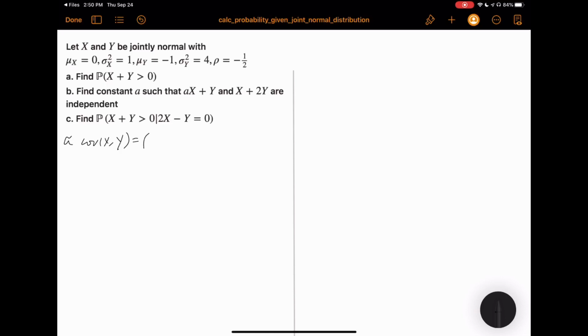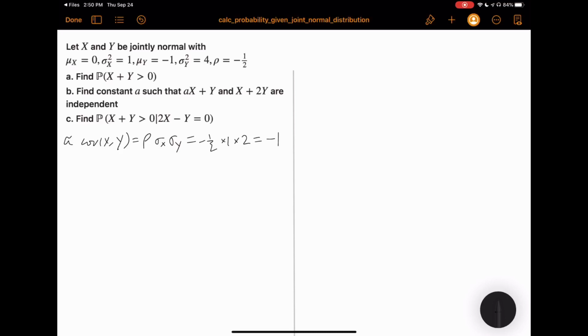This is equal to rho sigma x sigma y, and rho is equal to -1/2. Sigma x is 1 and sigma y is 2 because sigma y squared is 4. So this is equal to -1/2 times 1 times 2, equal to -1.